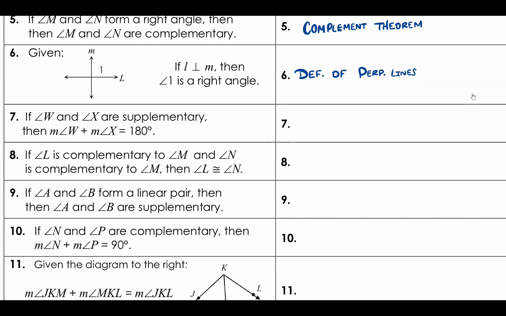If W and X are supplementary, then the measure of W plus the measure of X equals 180. What allows us to say that? How do we know that two angles added together make 180? Because they're supplementary. It's the definition of supplementary.